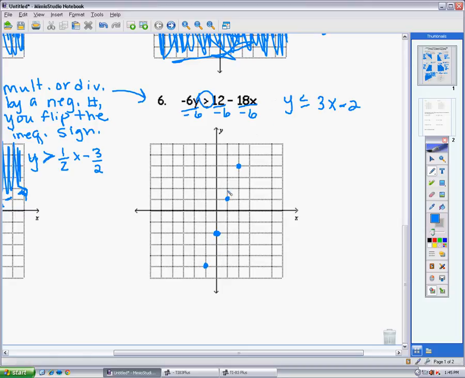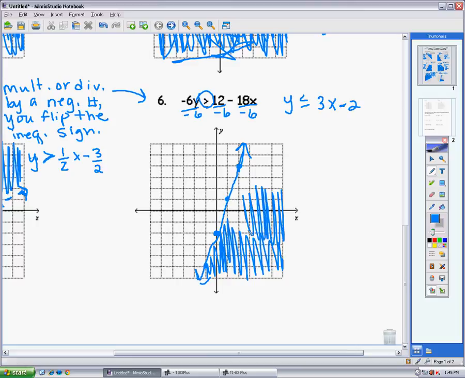Now, since this is less than or equal to, that does mean I'm going to have a solid line through my points, which means those points are included as part of the solution. And again, I'm going to use my inequality sign. Y's are less than or equal to the line. So here's my line. So that means my y's are less than the line. Well, here's my y-intercept. So greater than is above, less than is below. So that means all of these points below my line are going to be solutions. So I'm going to shade in that side.